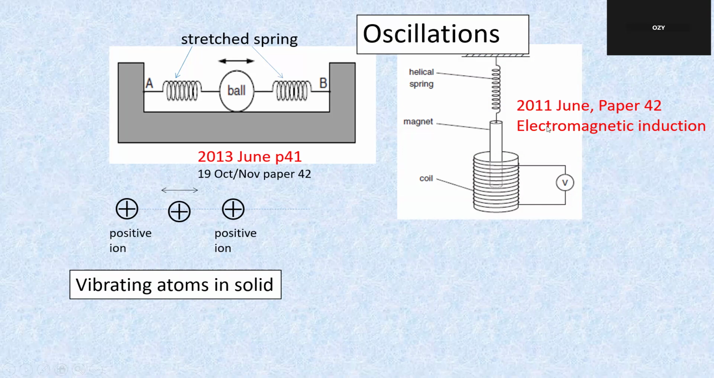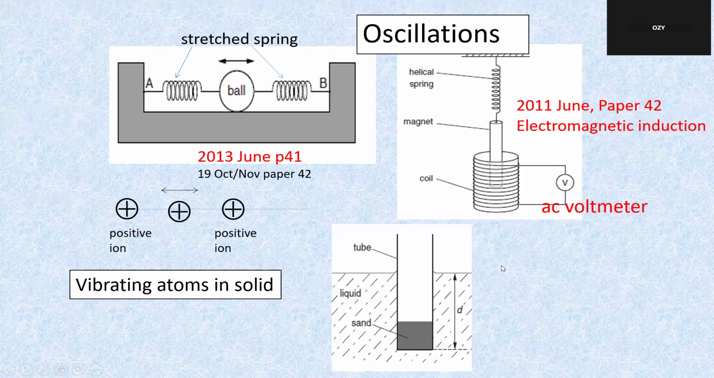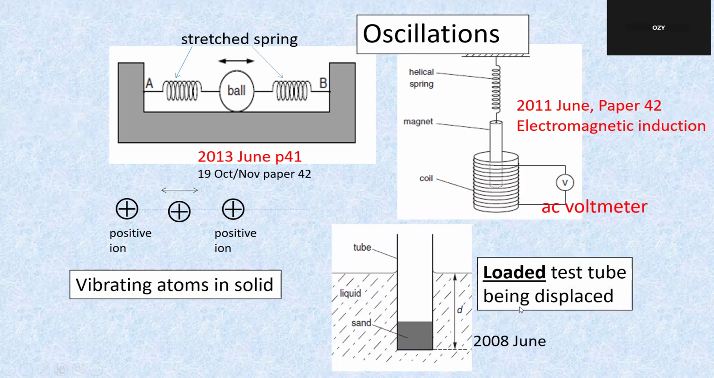This one came out in 2011 June, paper 42, electromagnetic induction. This is an AC voltmeter. Some came out in 2008 June. A loaded test tube being displaced. This is a test tube; we just push it down and it will go up and down.